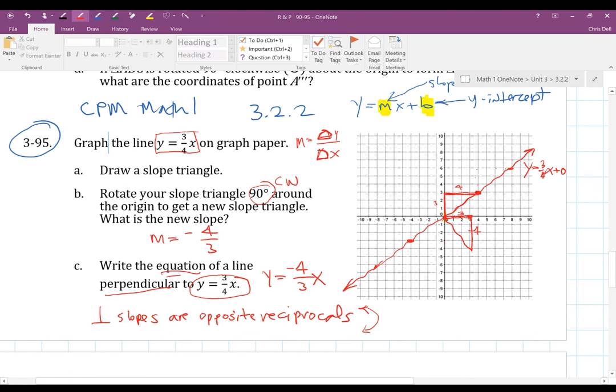So we know that the equation of this line would be y is equal to -4/3 x. And that, in fact, is the equation of this line that I just created with my new slope triangle, right? That would be this line here. And y equals -3/4 x is that line.